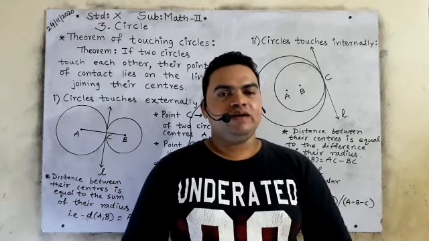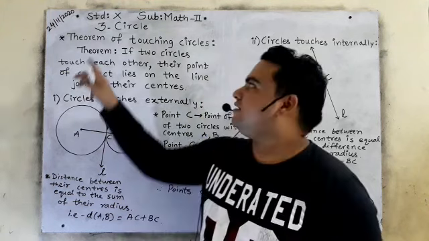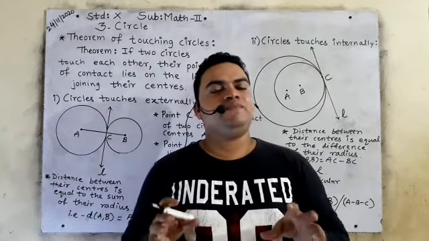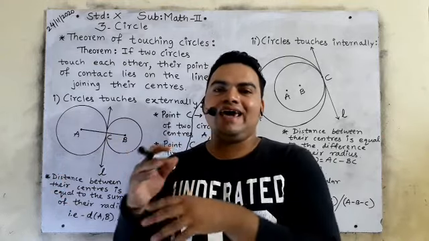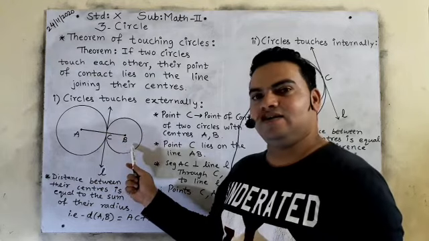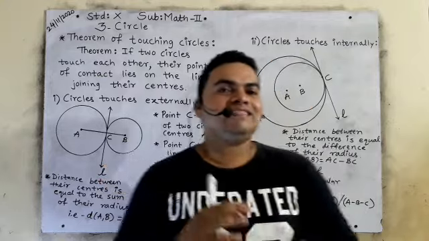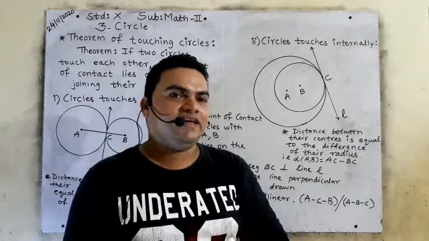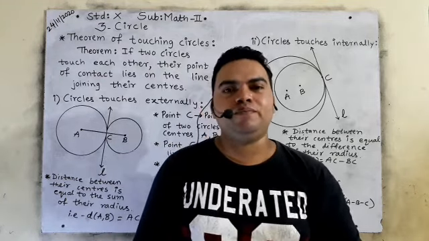In circle today we will see the next theorem, and that is the theorem of touching circles. In this theorem you will see two different methods. Two circles touch externally. Can you see over here? This is the bigger circle, this is the smaller circle. These two circles touch externally. Then the second condition: these two circles touch internally. Is it clear? So now I will explain what this theorem is all about. Please look at the board.